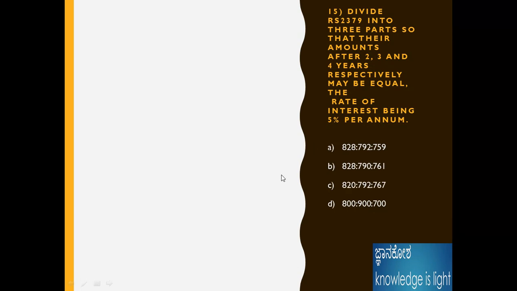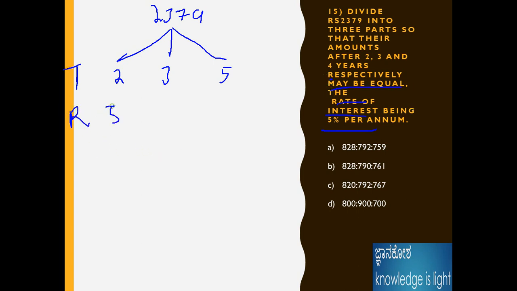Divide 2379 into 3 parts. Okay, fine. 2379 into 3 parts. Their amounts are equal after given times, make it as 234 years, 235 years. The rate of interest is equal, R is equal to 5% for all of them.